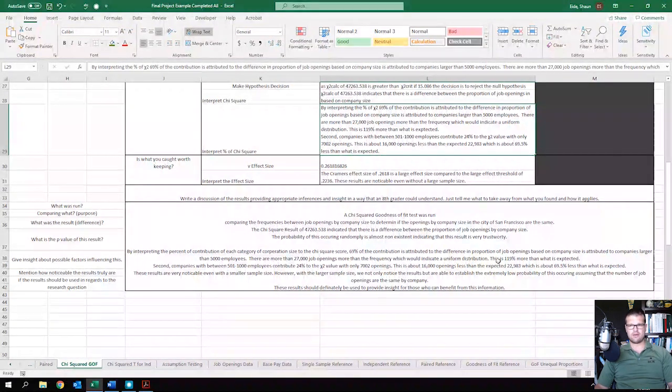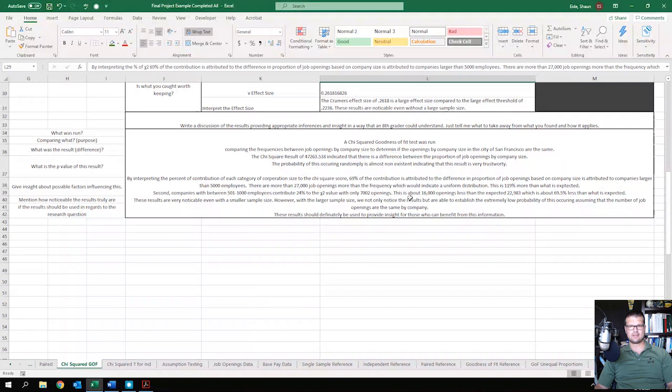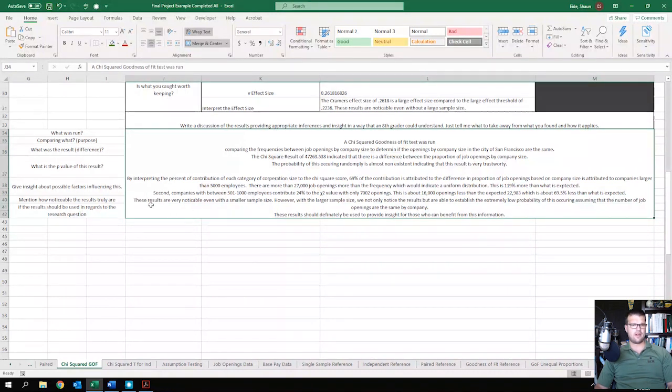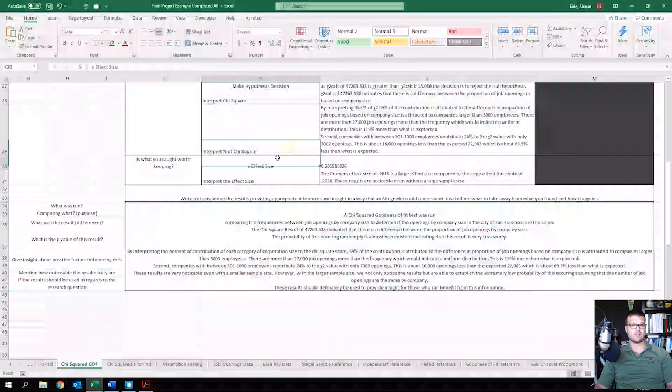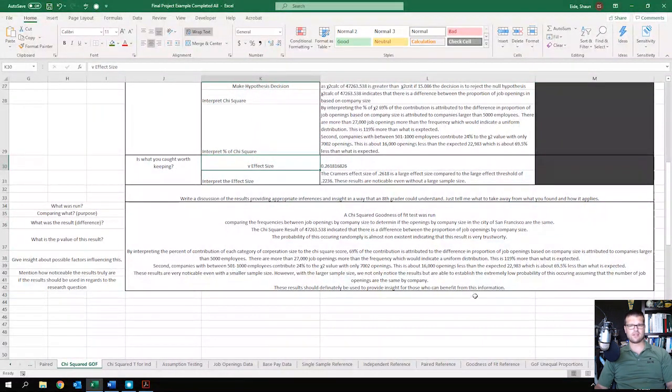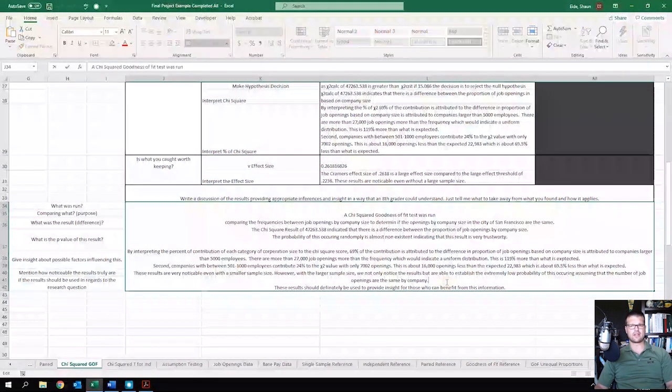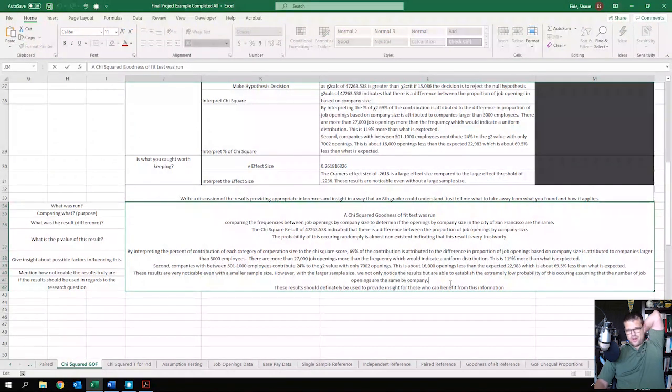This is 119% more than what was expected, and then these results are very noticeable. This right here mentions how noticeable the results are. Where does this come from? This comes from the effect size. Effect size tells us how noticeable these results are, how practically significant they are. They're very noticeable even with a smaller sample size.